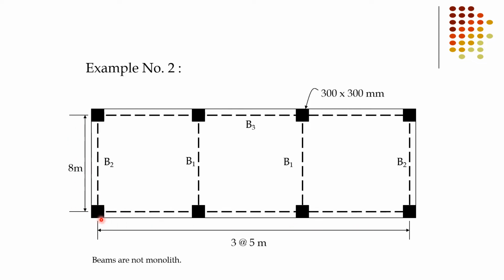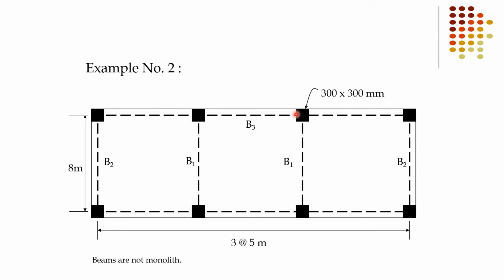This is the first span, this is the second span, and this is the third span. So there are three spans of 5 meter each. The center to center spacing is 5 meter, and this beam is B2, B1. This is an exterior beam, this one is an interior beam, and this one is also an interior beam. On the short side this is B3, B3, B3, and the supports are columns of 300 by 300 millimeter.